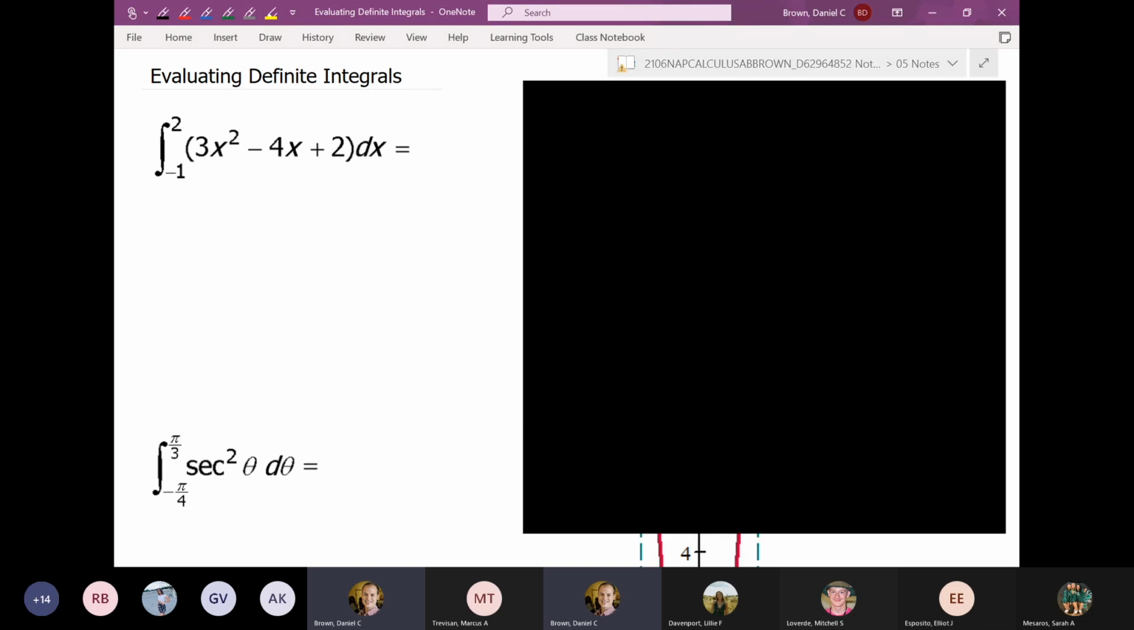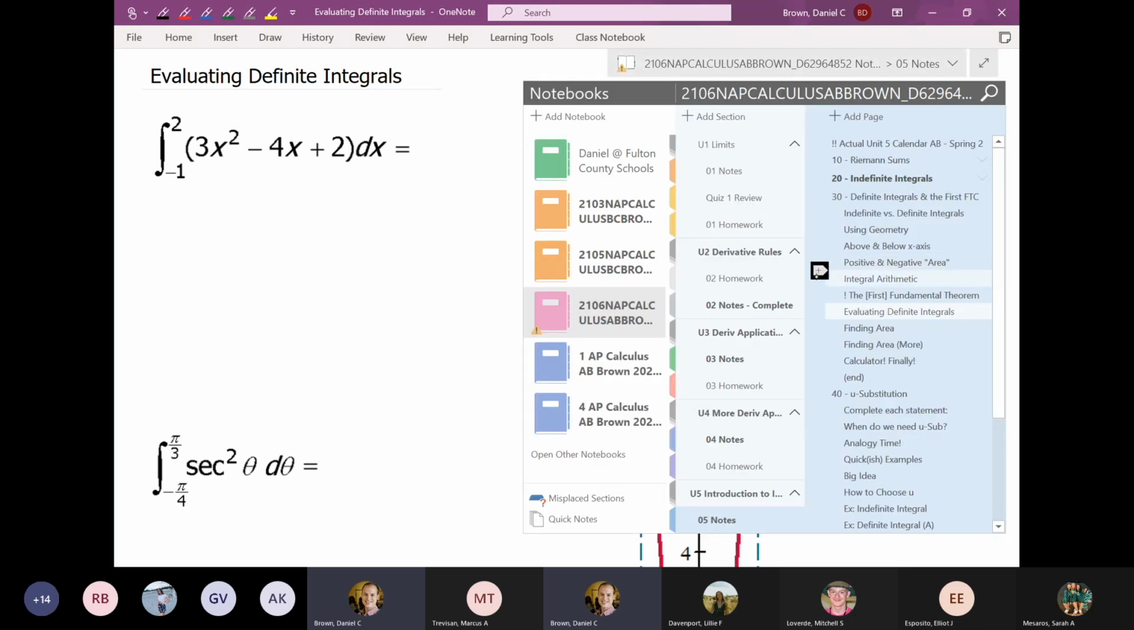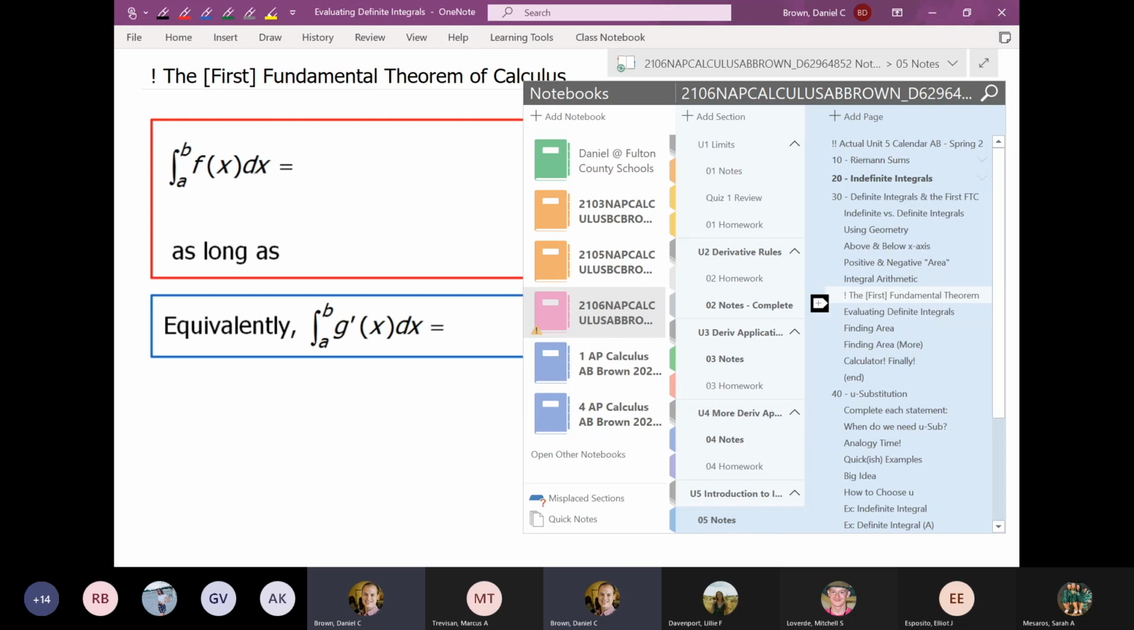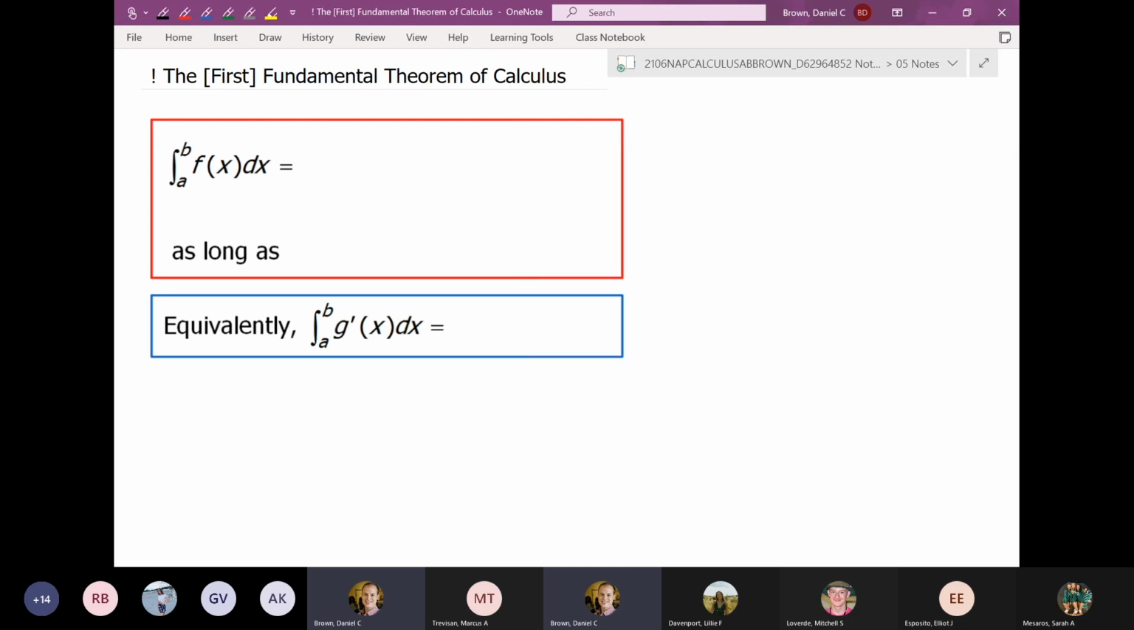And how we do that, I am going to skip a slide and go back to it. We're going to go to this slide that says the first fundamental theorem of calculus. You can tell by its name that it is a super important formula. We're going to use it all semester long. And basically what it tells us is how to evaluate a definite integral.